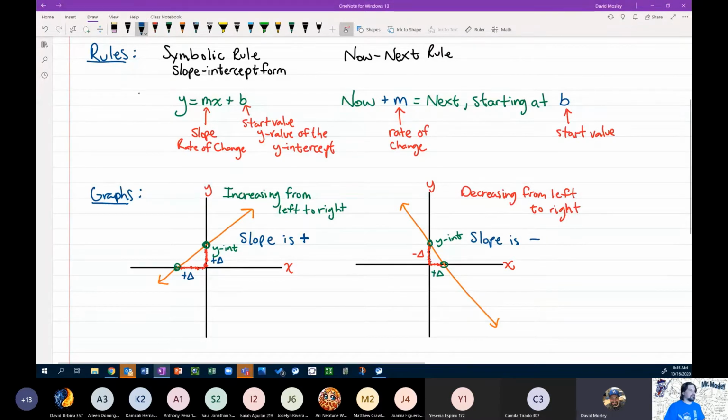So again, the graph, our rate of change always equals the change in y divided by change in x.